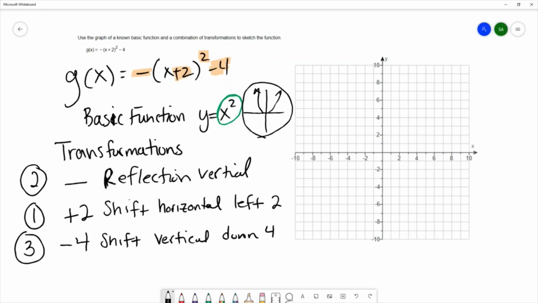So our basic function starts off looking like this here. It's a parabola with a vertex at 0, 0. Then we're going to shift all of these points to the left 2. So all of the points move to the left 2, and then our whole parabola is shifted left 2. Let me change colors so that you guys can see the difference on each one of these.